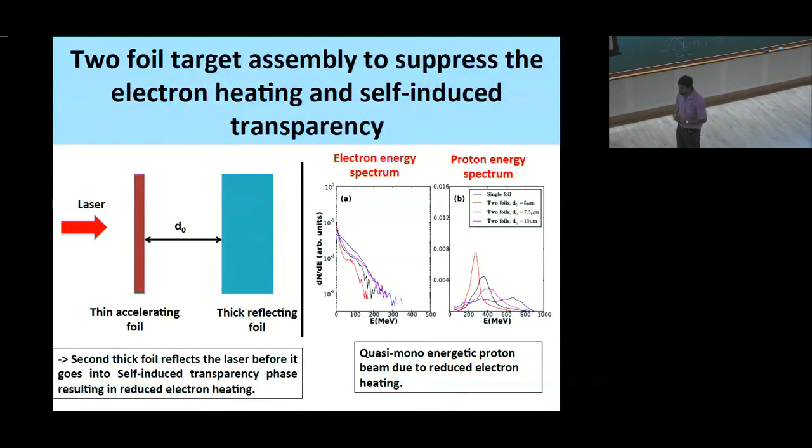So you can suppress self-induced transparency with this kind of simple target design, because in many cases, it may not be possible to change the pulse duration. Laser systems have a finite pulse duration, and especially with big lasers, it may not be possible to say, instead of 45 femtoseconds, give me 15 femtoseconds. Then we may have to look for alternative ways to design the targets so that you can reduce this phase of self-induced transparency and produce monoenergetic protons.